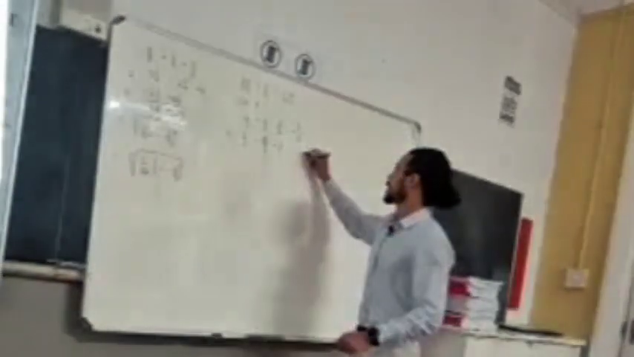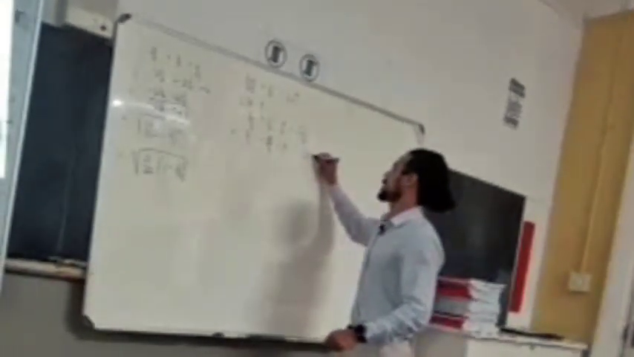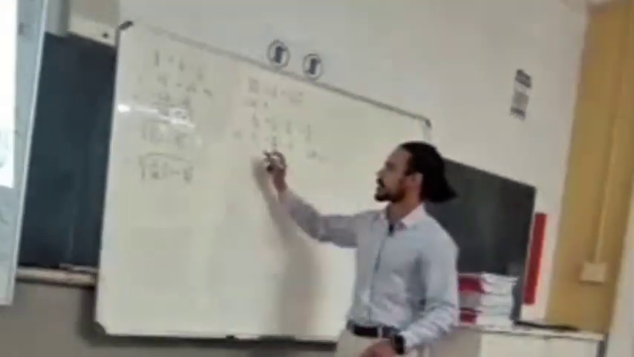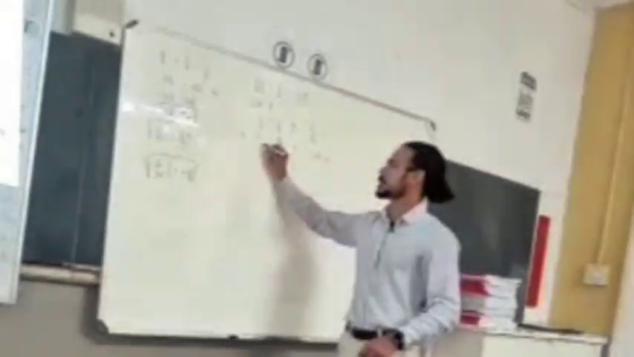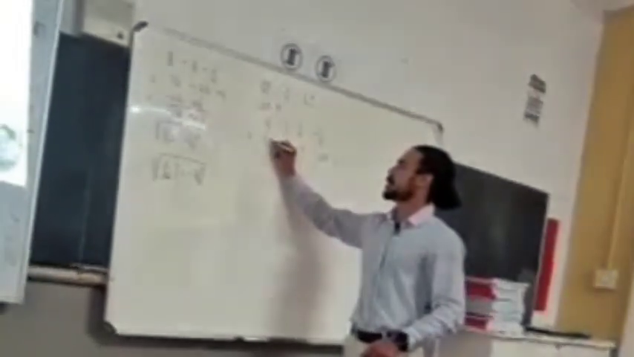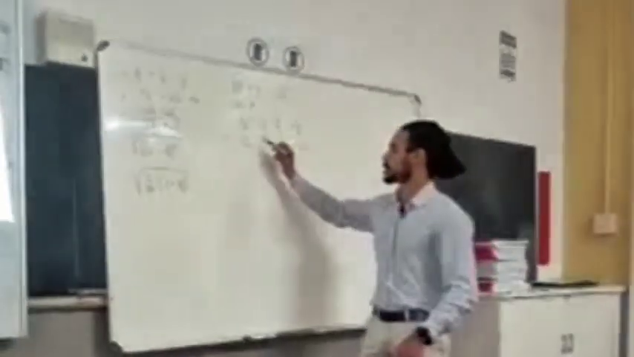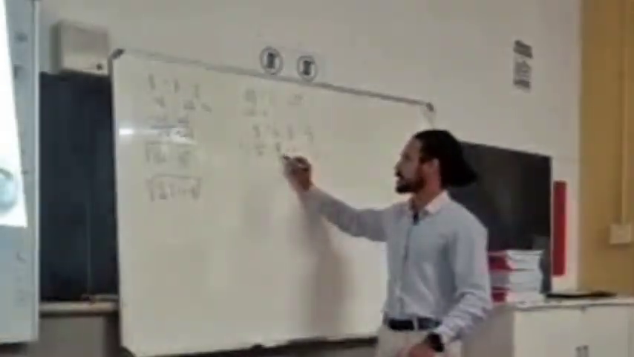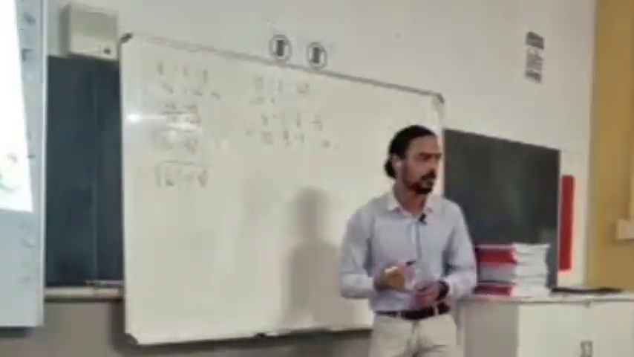I go identify the LCD. The LCD right here is 4. So I need to make sure all of them is written over 4. Here I need to multiply by 2. But what I do in the denominator, I need to repeat in the numerator as well. So I'm going to multiply that by 2 as well. Then this one is already 4, so I don't need to change anything there.